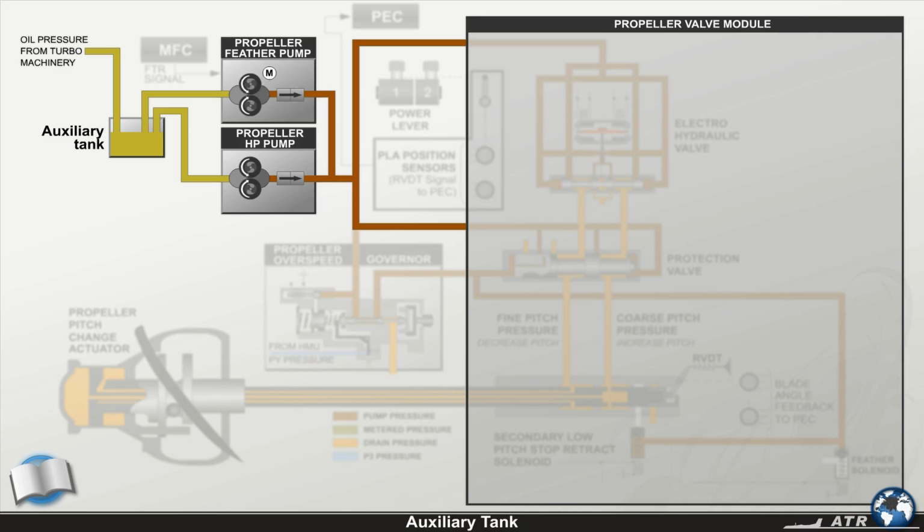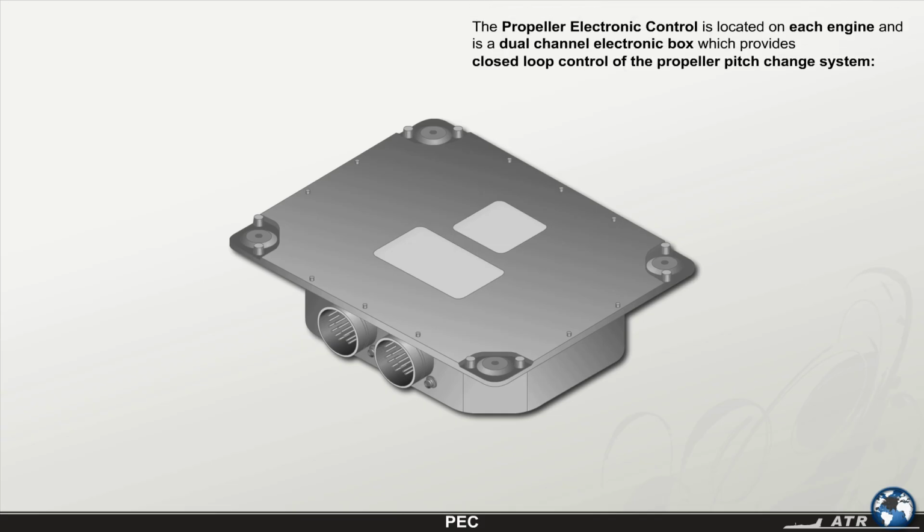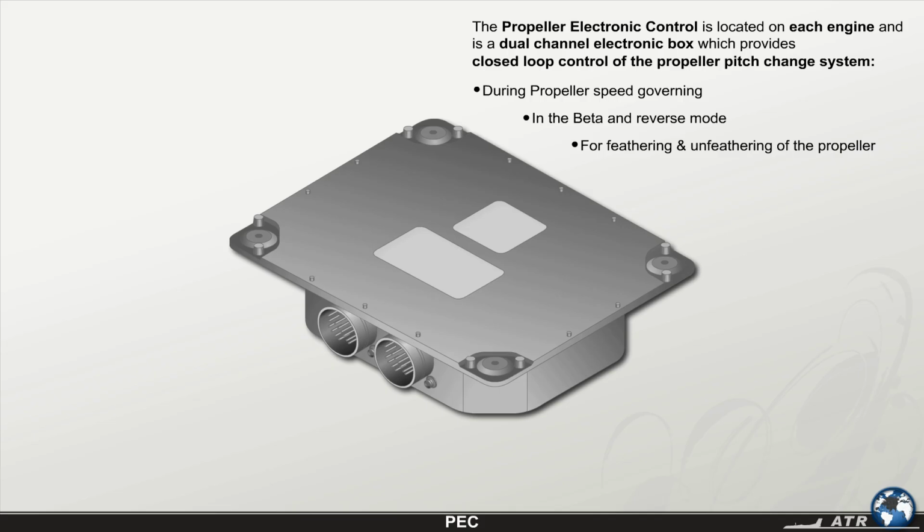A propeller electronic control is located on each engine and is a dual-channel electronic box which provides closed-loop control of the propeller pitch change system during propeller speed governing. It operates in the beta and reverse modes for feathering and unfeathering of the propeller and synchrophasing.